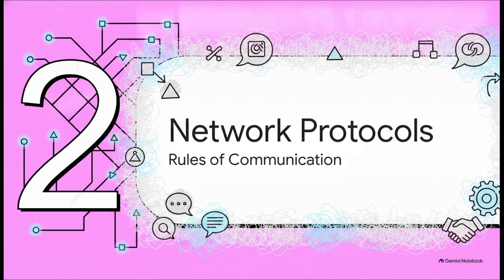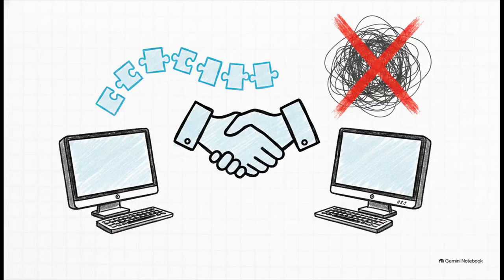Moving right along to section 2, protocols, the invisible rules of communication. So, hardware alone just isn't enough. Our incredibly smart devices still need to know exactly how to talk to one another. Without protocols, all this hardware would literally just be shouting digital gibberish back and forth. A protocol is simply a set of formal rules and message formats that machines absolutely must follow to exchange data. It's basically their shared language.